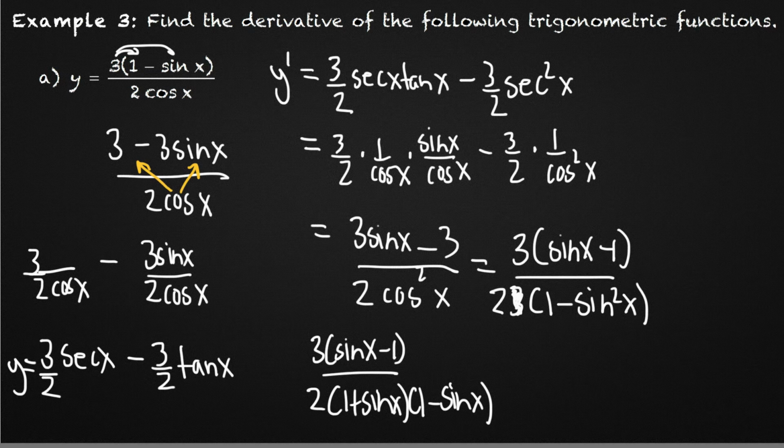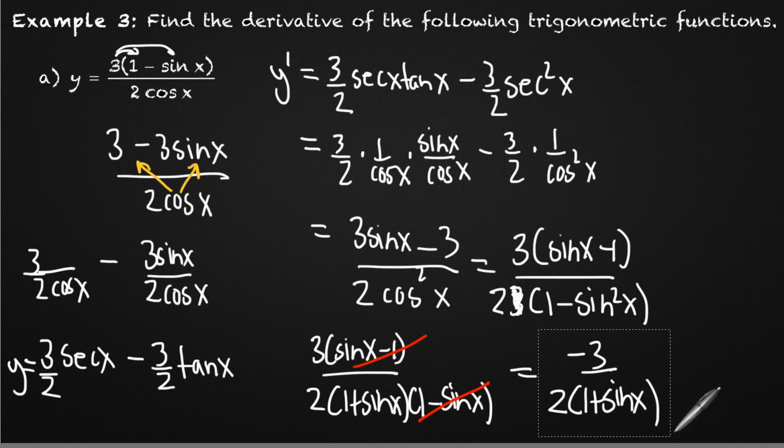All right, now we recognize that sine of x minus 1 and 1 minus sine of x almost cancel out, except they should leave a negative 1 because they are opposites of each other. So your final answer is going to be negative 3 over 2 parentheses 1 plus sine of x. And that is the most simplified form that you can possibly get this derivative in.